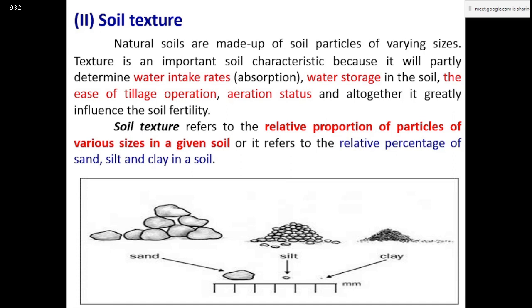Natural soils are made up of soil particles of various sizes; that is soil minerals, 45%. Texture is an important soil characteristic because it partly determines the water intake rate, meaning absorption, the water storage capacity of the soil, the ease of tillage operation, and aeration status, and all together greatly influences soil fertility. So soil texture is the relative proportion of the soil particles, or soil separates, in a given soil. Here there are three particles: sand, silt, and clay.